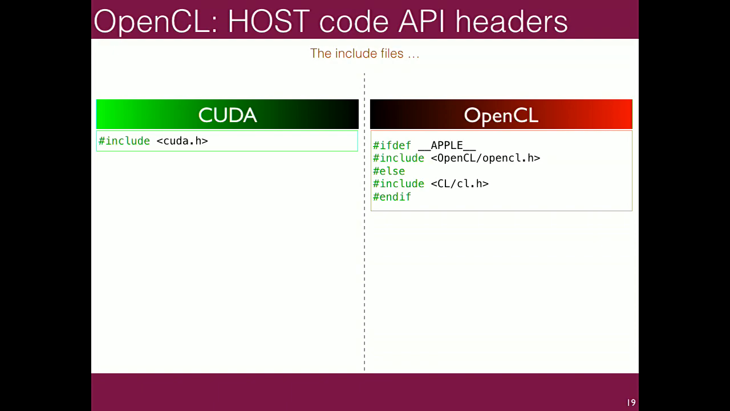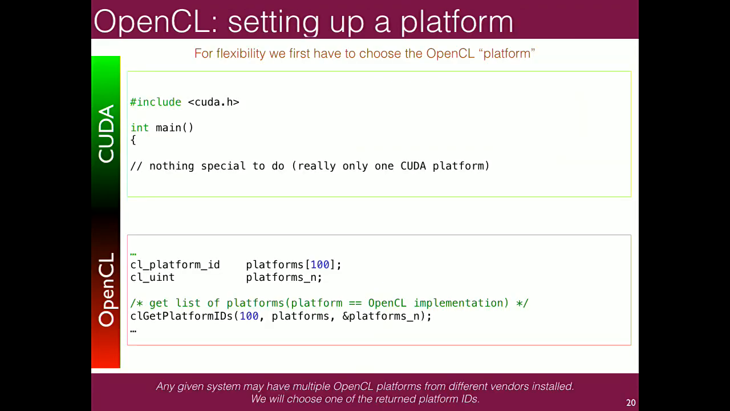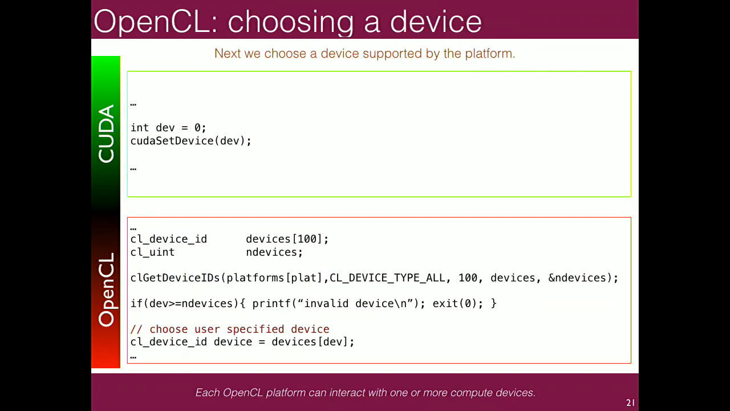If we look at the comparison between the host code APIs, in CUDA we'll use the CUDA header files. For OpenCL, Apple had to be different and you have to use their header file. Anybody else, you just use cl.h. In OpenCL you have to set up a platform. CUDA, not so much. You'll say, give me the first 100 platforms, and it'll give you a list of platforms. In CUDA, you can choose to set a device, or you can accept the default device. In OpenCL, you're going to get a list of device indices, and then you're going to choose one of those devices by some means.